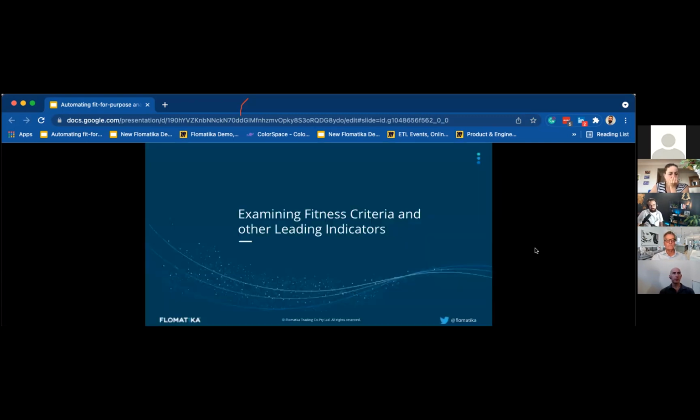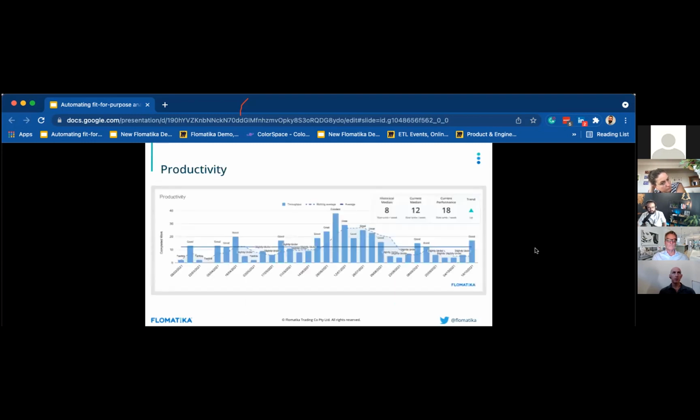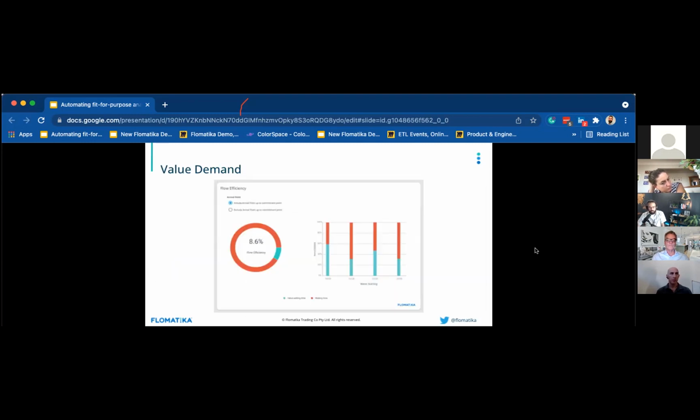All right, so let's have a look at some of those fitness criteria and leading indicators. The first one, remember, value to customer trumps flow, which trumps waste elimination, right? So it's good to start looking from a value perspective. And I just noticed that the print screen that is here is the wrong one.